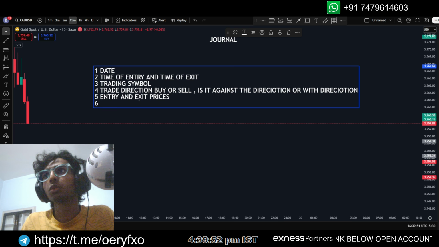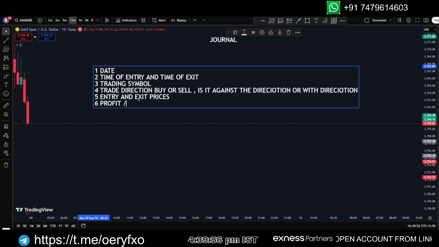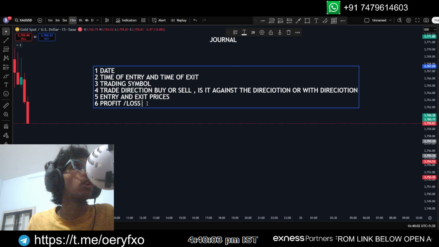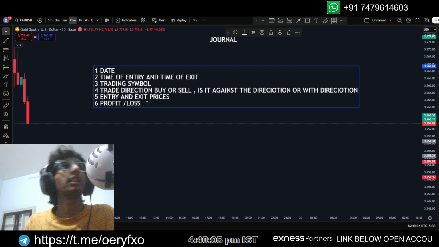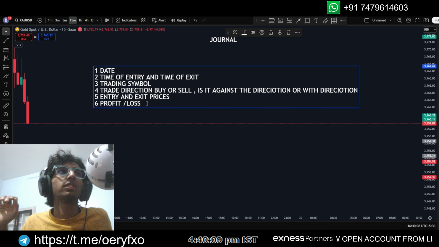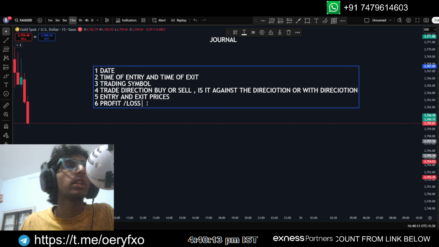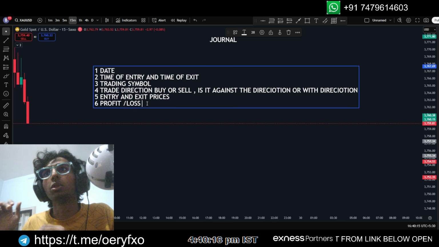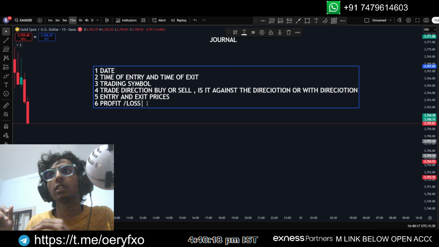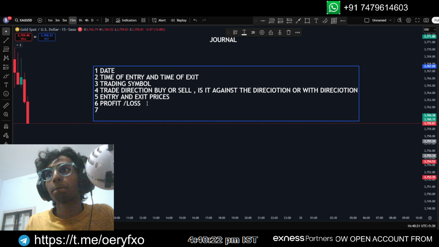Sixth will be profit and loss, the normal one. You can have the percentage or the absolute value of the profit and loss. It doesn't really matter. In the end, you can just plot both, so that's fine. We can use this for the Sharpe ratio, how many trades taken, and other stuff.